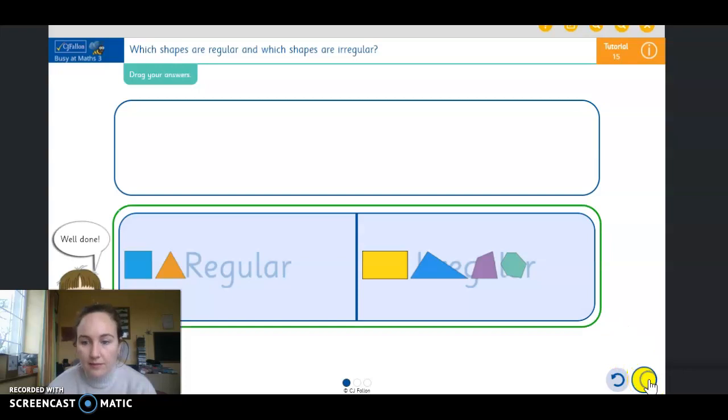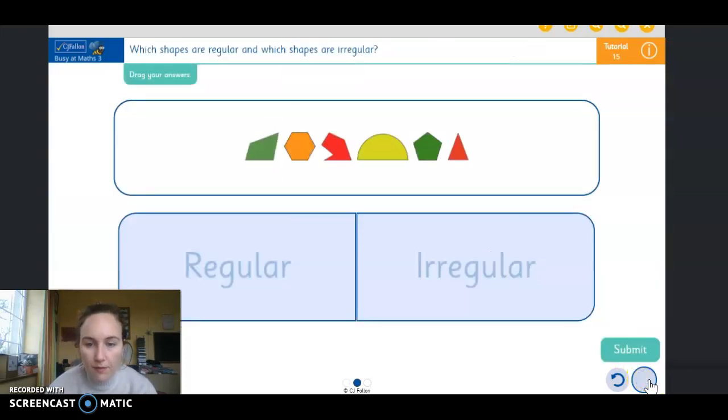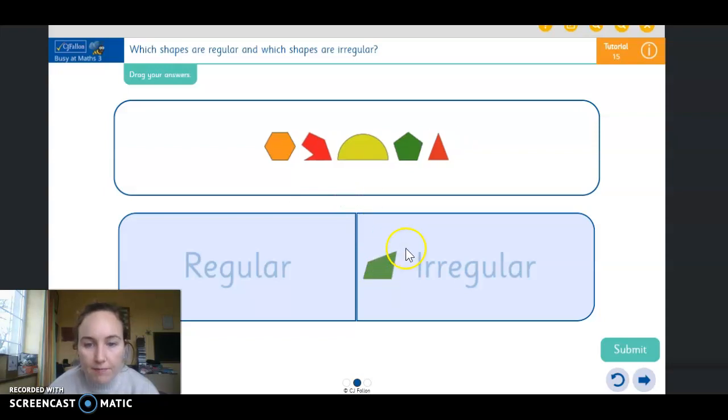Okay, that's right. We'll go to the next one. Okay, what do you think? Regular or irregular? And it's irregular. Lots of different lengths here. None of them the same size. This is a hexagon. It has 6 sides, 6 equal sides. They're all the same length, 6 equal angles, and it's symmetrical, and all the sides are straight, so it's regular.